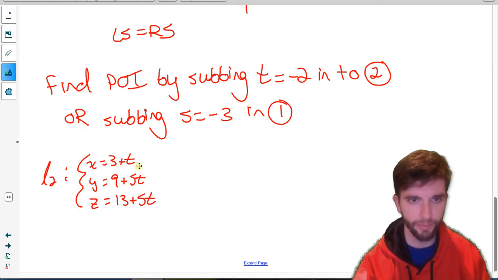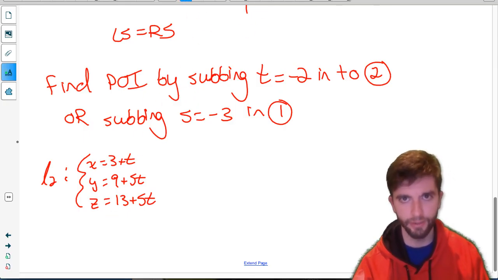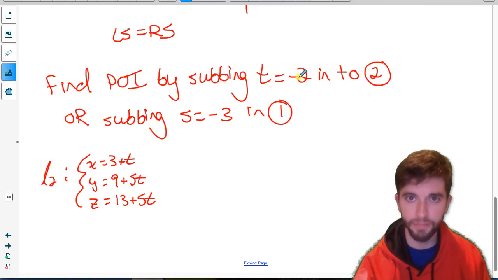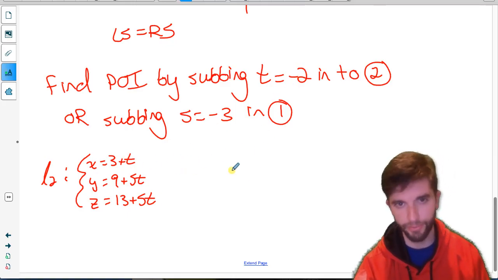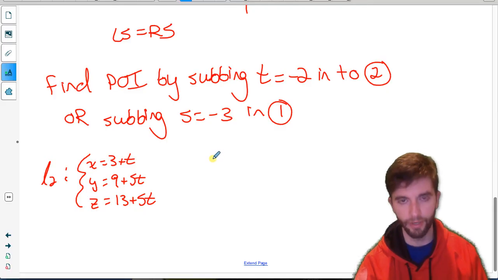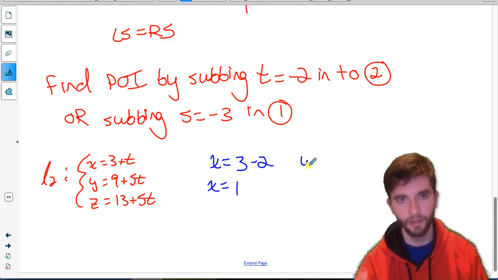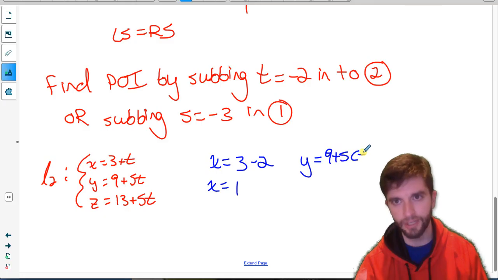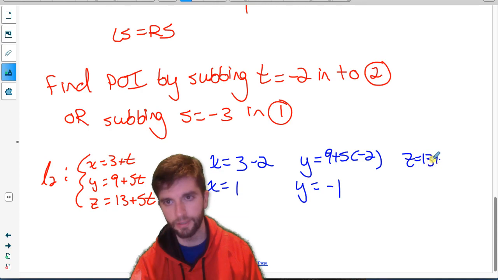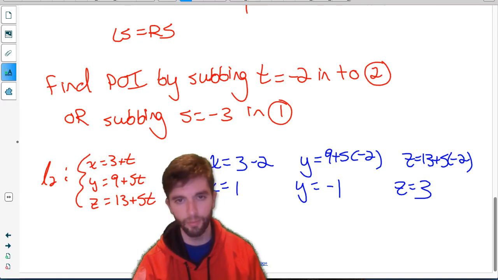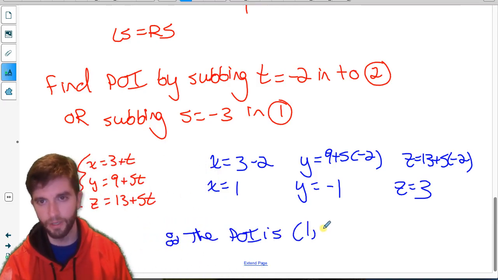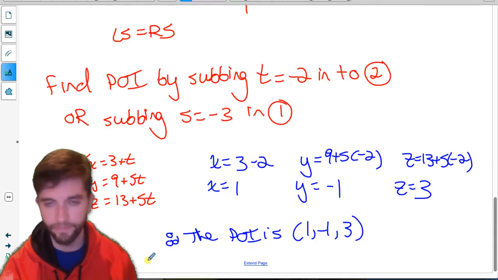So I just copy and pasted the parametric equations for line 2 here, just so I could remember them. And now let's sub t equals -2 into each of those three equations and get the x, y, and z coordinate of the point of intersection. So x would equal 3 plus -2, so x would equal 1. Y would equal 9 plus 5 times -2, so y would equal -1. And z would equal 13 plus 5 times -2, so z would equal 3. So the point of intersection is the point 1, -1, 3.